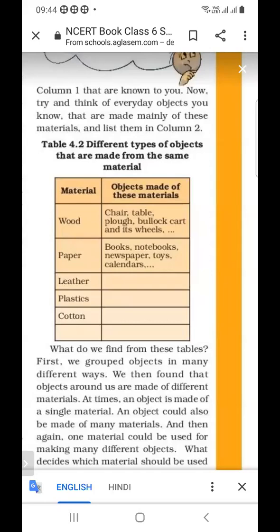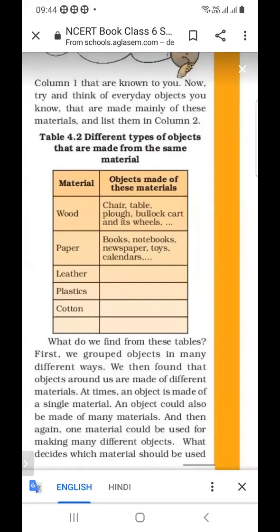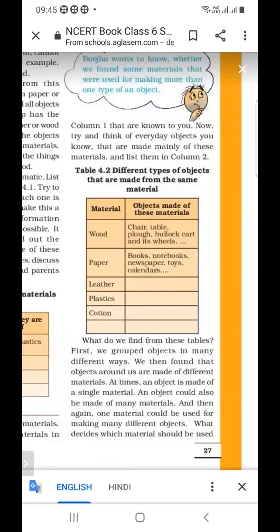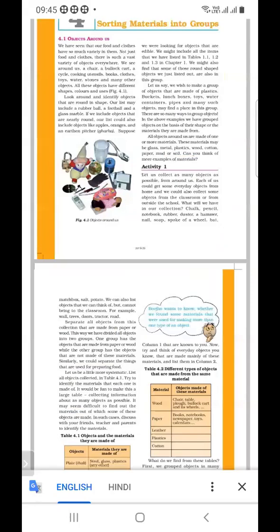So what we do classification on the basis of their properties and on the basis of their varieties. So we classify the objects. There are different types of objects, just like wood, paper, leather, plastic, cotton. So you have to find the objects made up of these materials.